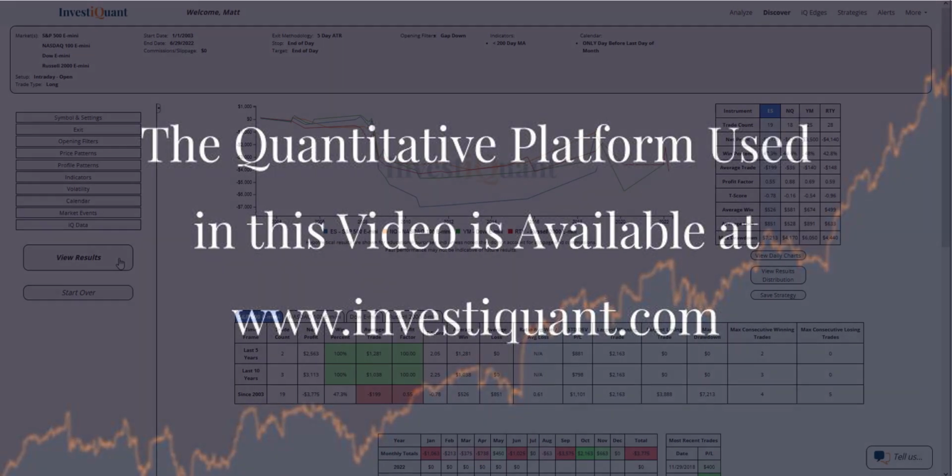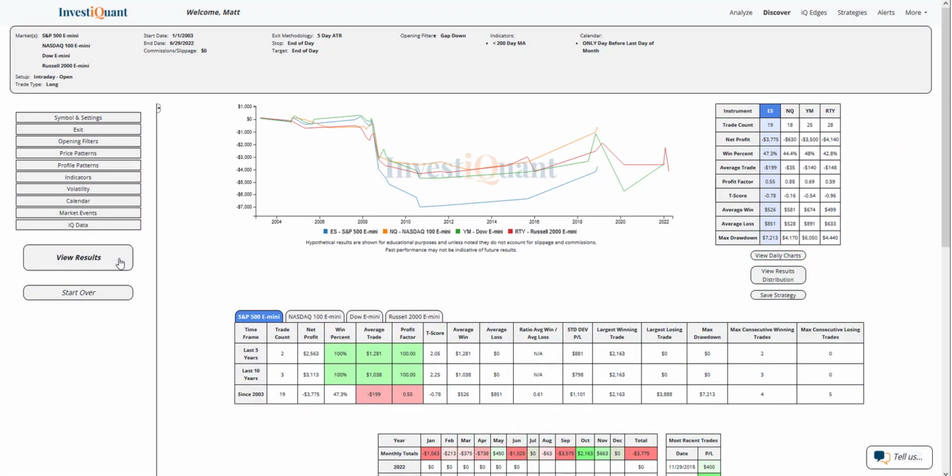All right, here we go. These are the results based upon entering the market long at 9:30 a.m. Eastern Time, exiting at 4:15 p.m. Eastern Time when it is the day before the last trading day of the month, and you're gapping down that day and below a 200-day simple moving average.